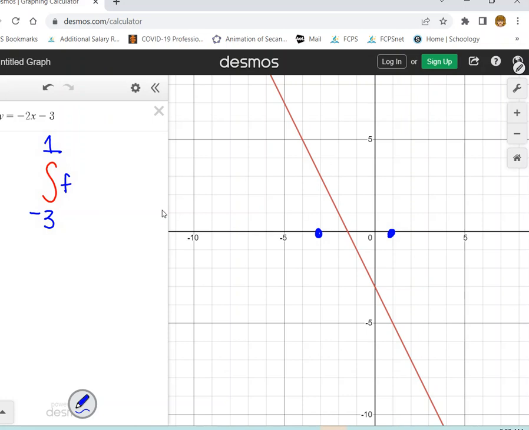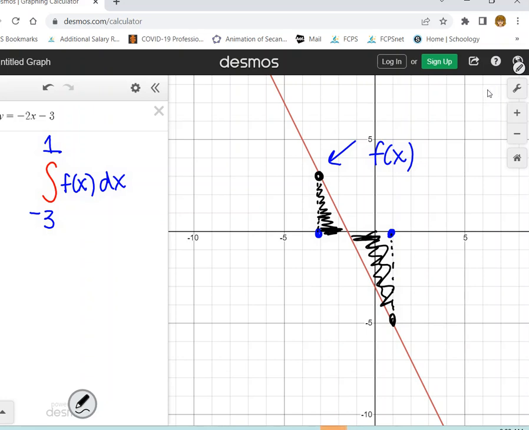Negative 3 to positive 1 of f of x dx, and that's my f of x function. So negative 3 would come up and hit there, positive 1 would come up and hit there, and we would be looking at this triangle and this triangle. One of these triangles is above the x-axis, one is below the x-axis. That means there's something to worry about here with positives and negatives.